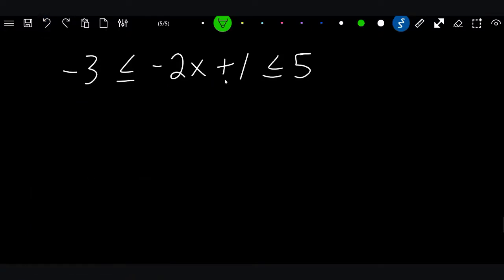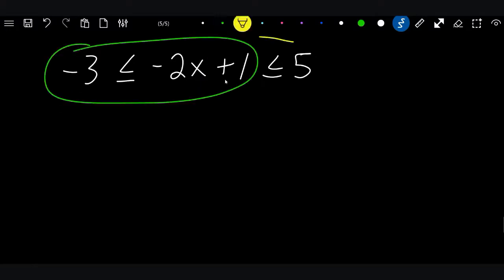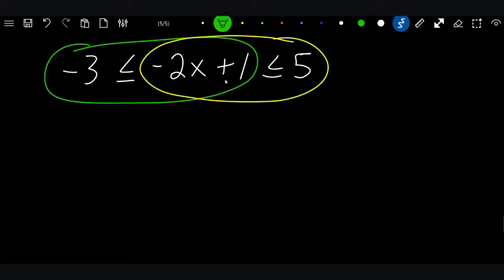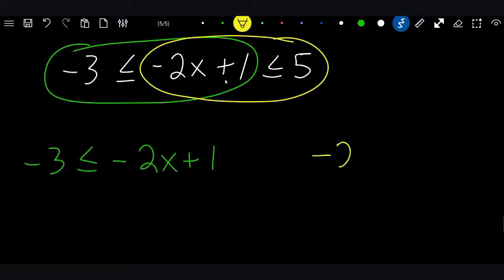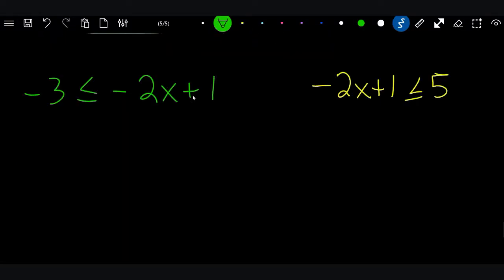I love it. Step number 2 and 3, we could really kind of put those steps together. We are going to separate this into 2 pieces. So there's one piece and there's the other piece. So let's do the green one first. We'll do -3 is less than or equal to -2x plus 1. Then we'll do the yellow. We'll do -2x plus 1 is less than or equal to 5. And we're just going to solve them separately.